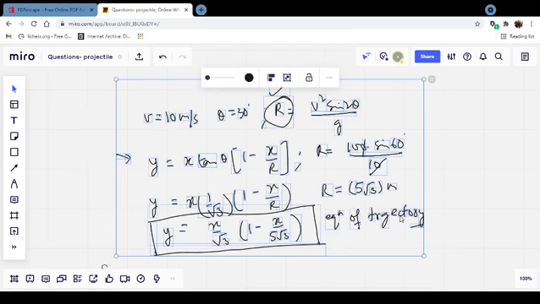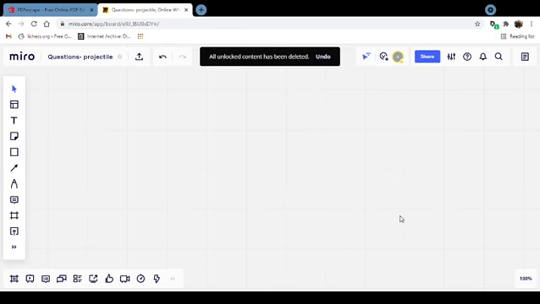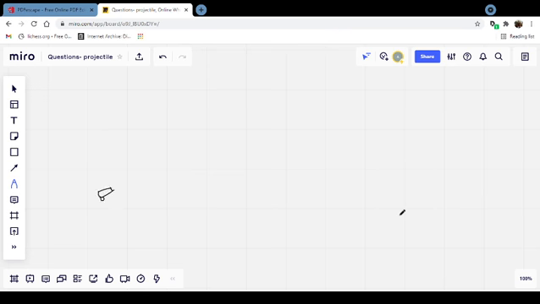So there is a cannon, and the cannon is supposed to fire a shot at a target which is 700 meters away from it.